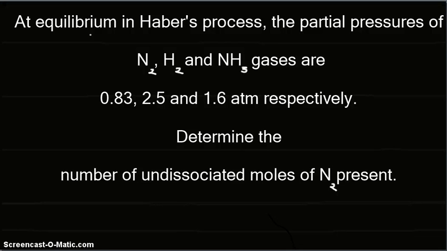Welcome back. The problem is: at equilibrium in Haber's process, the partial pressures of nitrogen, hydrogen, and ammonia gases are given respectively. Determine the number of undissociated moles of nitrogen present. Now we have to understand this problem. We have been given the partial pressures of all the gases involved in the process, and we have been asked to find the number of undissociated moles of a single gas at equilibrium. In other words, we have to find the concentration at equilibrium.